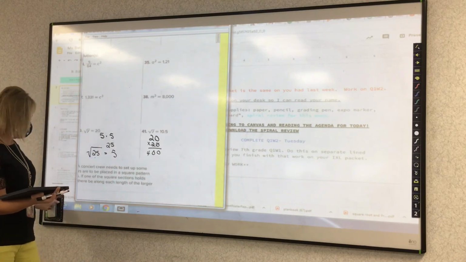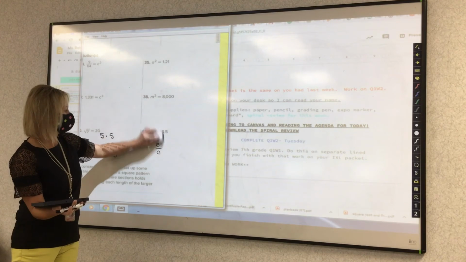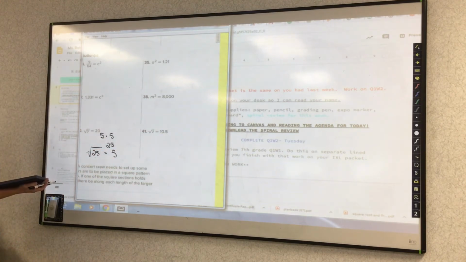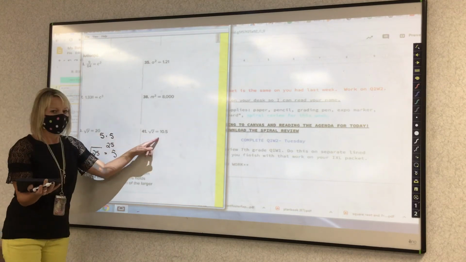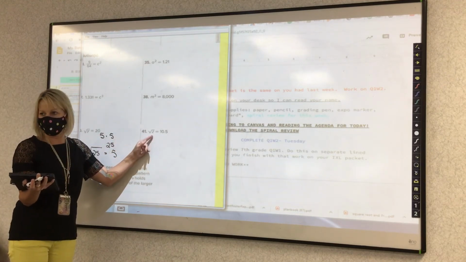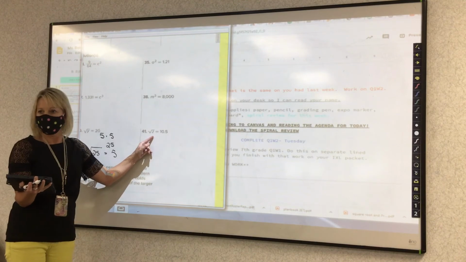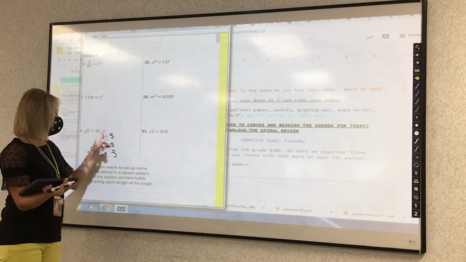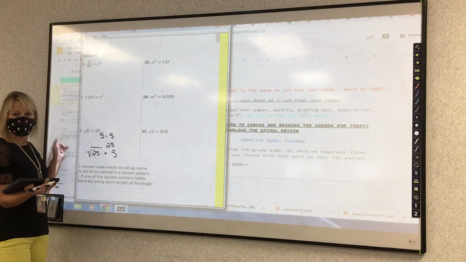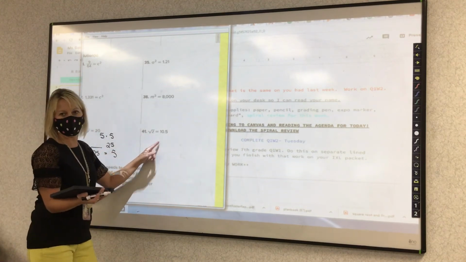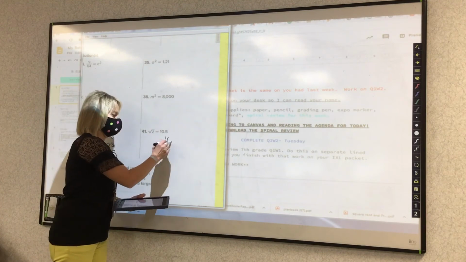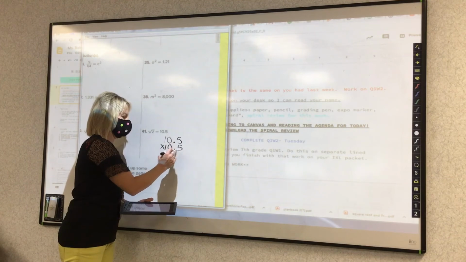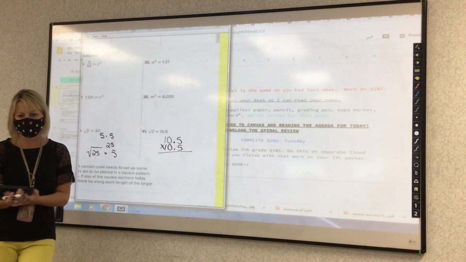Let's do 41. Does this one come easy? Is this on my chart? No, but you can solve it. Because here we just had to do 20 times 20, 5 times 5. So what do we do here? 10.5 times 10.5. I just want you to write down how to do the problem. We are not going to finish doing the problem.